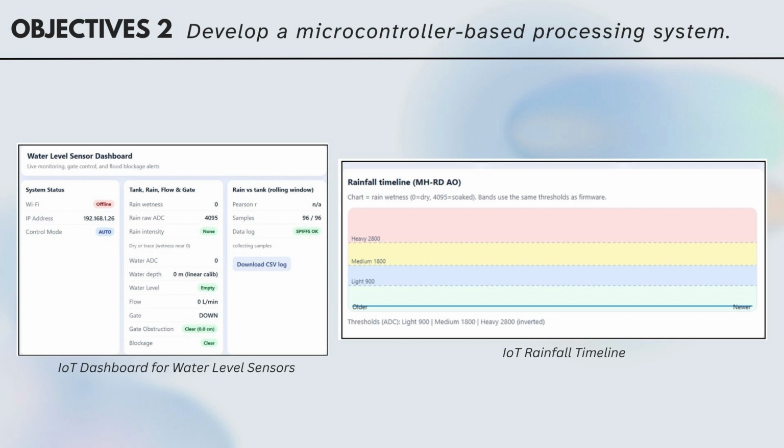By combining rainfall data with water flow information, the ESP32 can determine whether flooding is caused by strong rain or by a blockage inside the drainage system. This improves the reliability and accuracy of the alerts generated by the system.